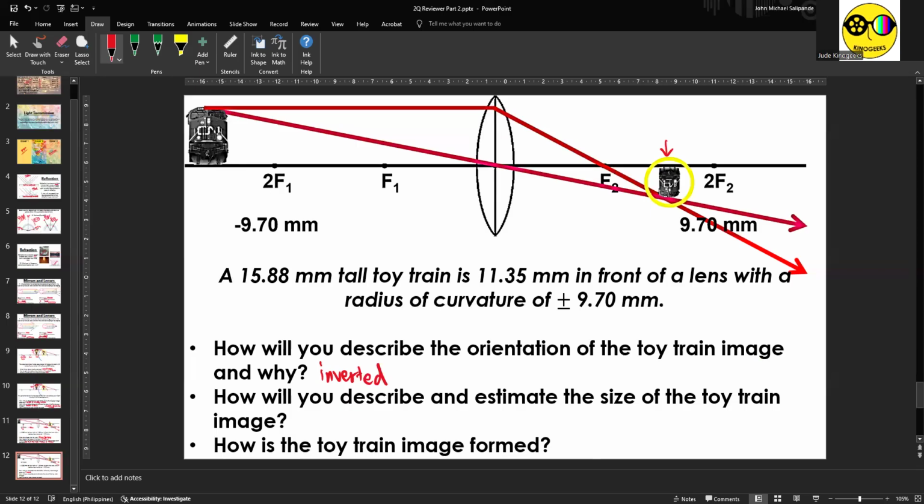Second to the last question. How will you describe and estimate the size of the toy train image? Obviously, the image is smaller compared to the object, so therefore it's reduced. And given that the original height of the object is 15.88 millimeters, we can assume that the height of the image will be less than 15.88 millimeters.